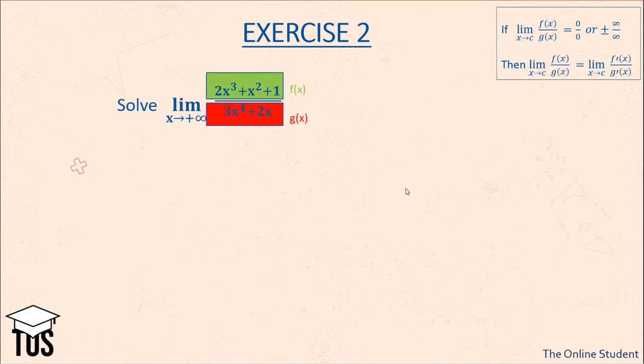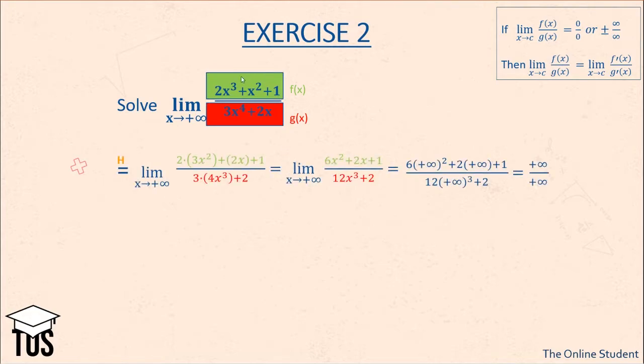We'll start off by applying L'Hospital's rule. So we take the derivative of the numerator and we divide it by the derivative of the denominator. The derivative of the numerator is equal to 2 times 3x squared plus 2x plus 1. The derivative of the denominator is equal to 3 times 4x to the third power plus 2. We simplify this so we can get rid of these parentheses. This gives us 6x squared plus 2x plus 1 divided by 12x to the third power plus 2.